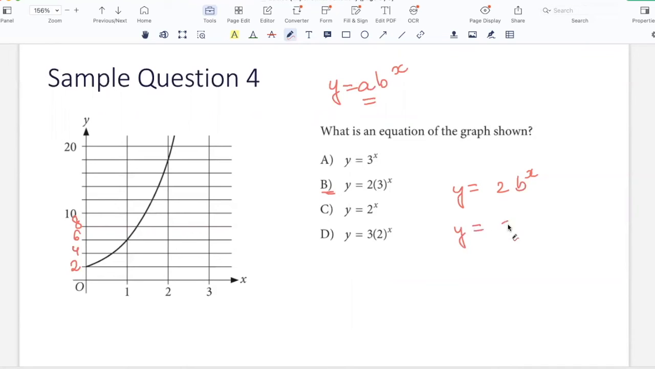If I say 2 times 3 to the power x, when x is 1, y would be 6. And indeed, that is correct. And when x is 2, y would be 18. And yes, that is also correct. So the right answer is 2 times 3 to the power x.